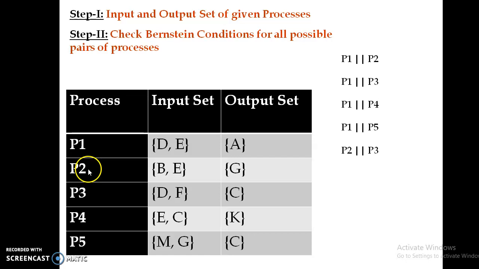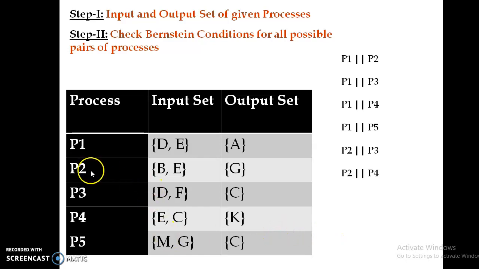Now P2 and P4. Input set of P2 and output set of P4, there is no common element. Input set of P4 and output set of P2, there is no common element, as well as output sets of P2 and P4 have no common element. So P2 and P4 can execute in parallel.